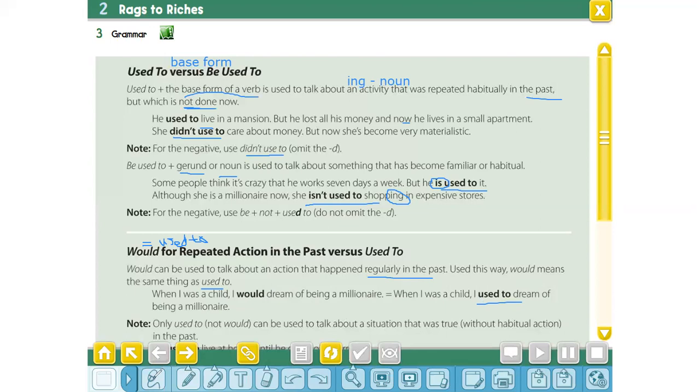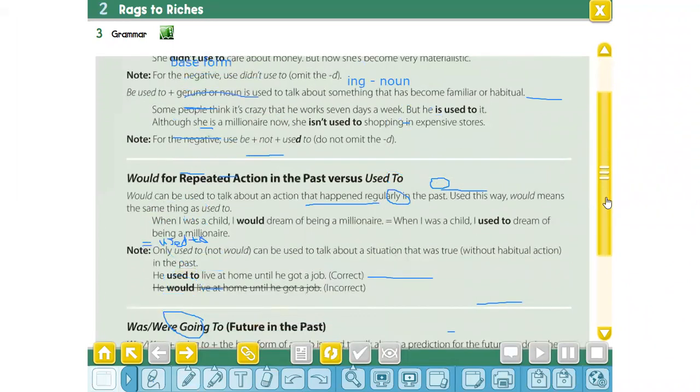Okay, but pay attention to only used to, not would, can be used to talk about a situation that was true. We use only used to for a fact, and we can't use would. Clear? Let's discuss this example.